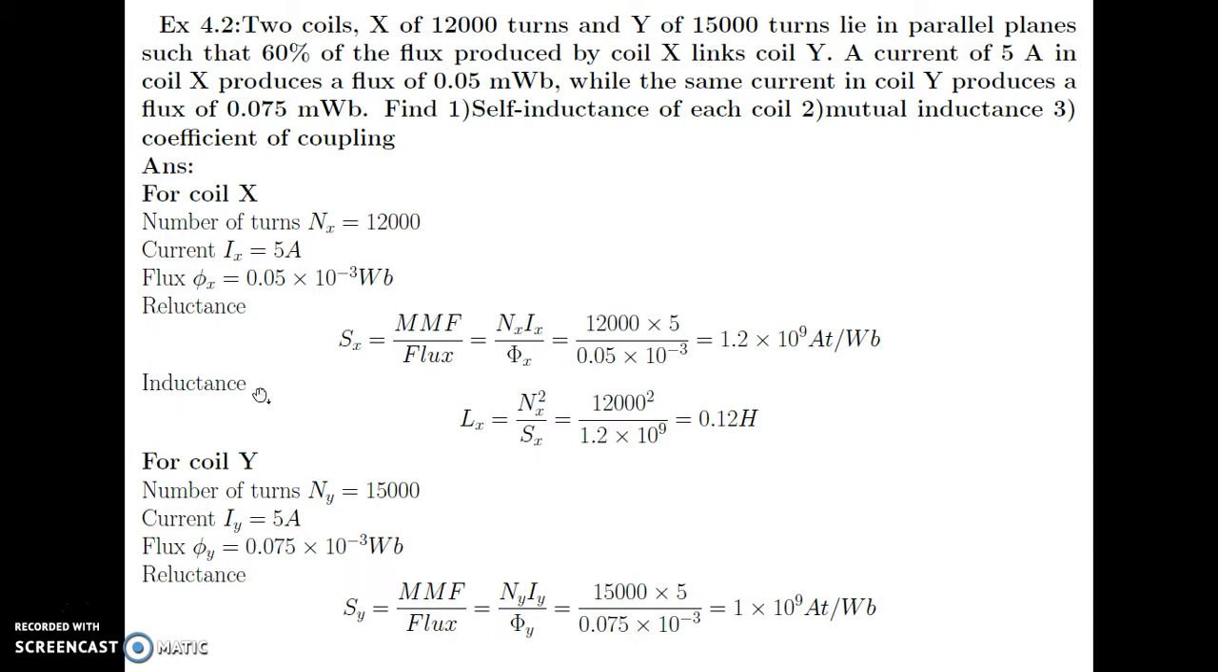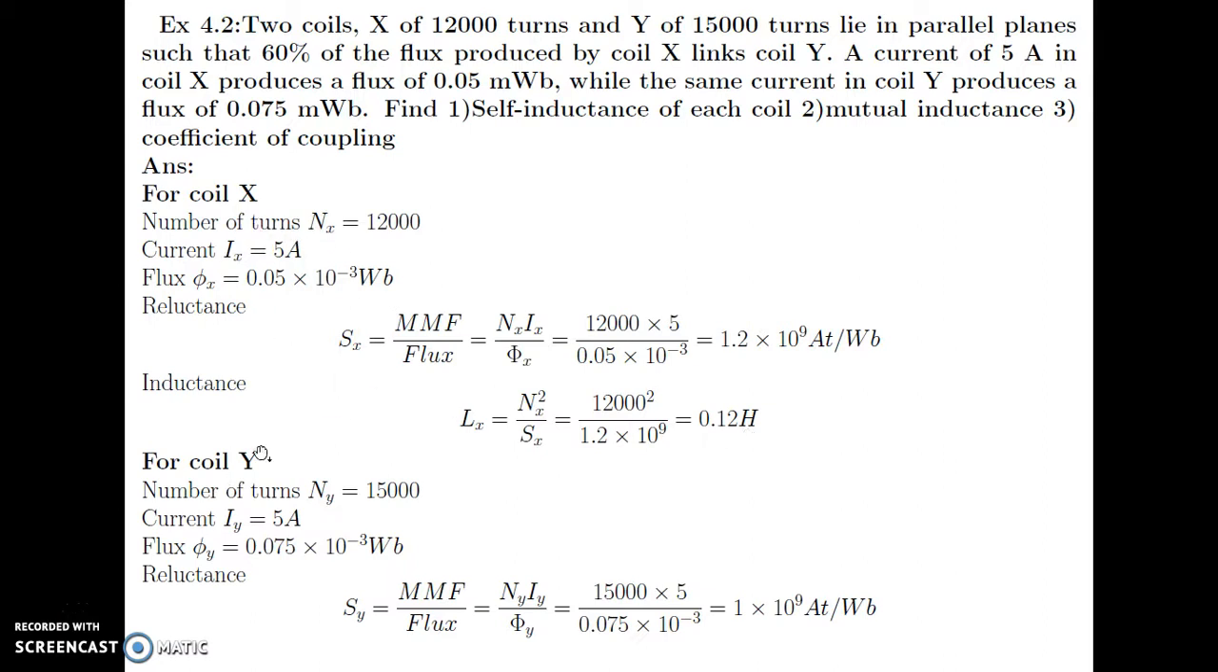Then how will you calculate inductance? Inductance is equal to N square upon S, that is Lx is equal to Nx square upon Sx. So it is given by 12,000 square divided by 1.2 into 10 raised to 9. It gives me 0.12 Henry. So 0.12 Henry is the self inductance of coil X.